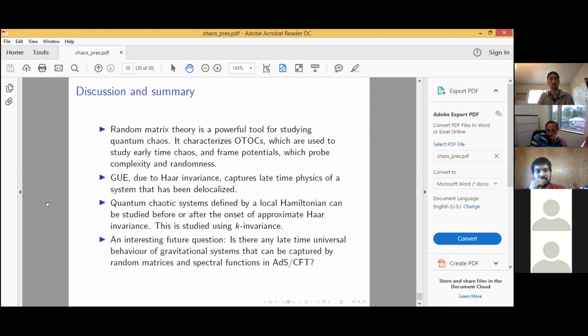And yeah, there was an interesting question at the end of the paper. As we have seen, there is some sort of uniform late time behavior in chaotic systems that's captured by random matrix theory. So in that spirit, we can ask, in gravitational systems, is there any late time behavior that can be captured by correlation functions in AdS/CFT? That would be an interesting question to consider. Yeah, I think that's the end of the talk.